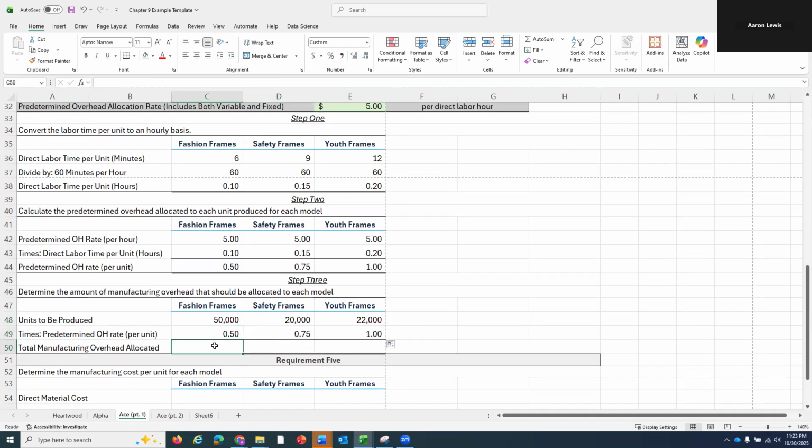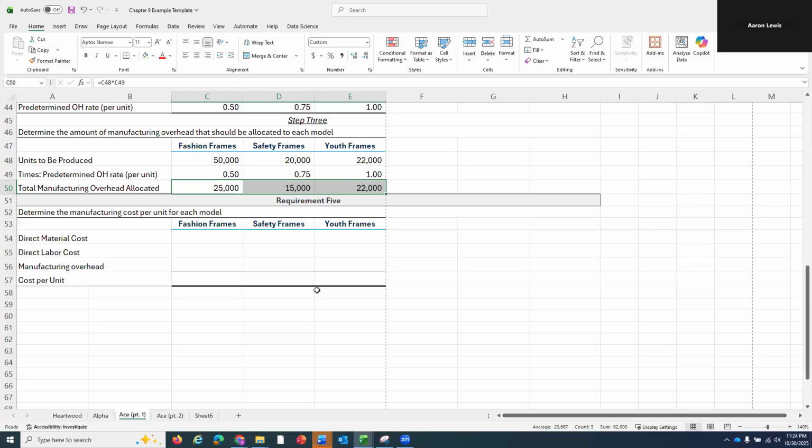There we go. And now I just got to multiply 50,000 pairs of fashion frames with each one causing us to incur 50 cents of overhead cost means that in total, that product line is going to cause us to incur $25,000 in overhead costs. 20,000 safety frames at 75 cents a piece means that product line in total is going to cause us to incur $15,000 in overhead costs. And for youth frames, 22,000 units at $1 a piece is $22,000. So now I have all of my cost components figured out.